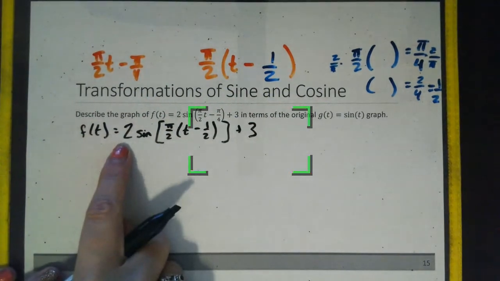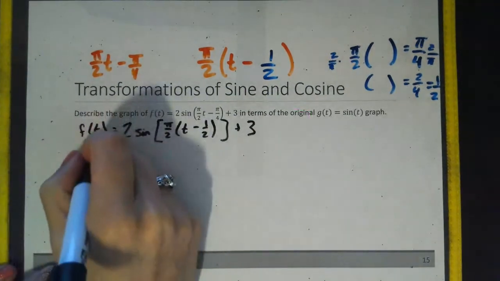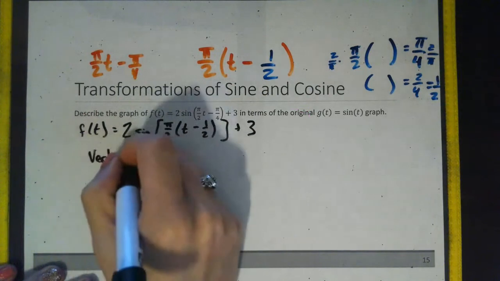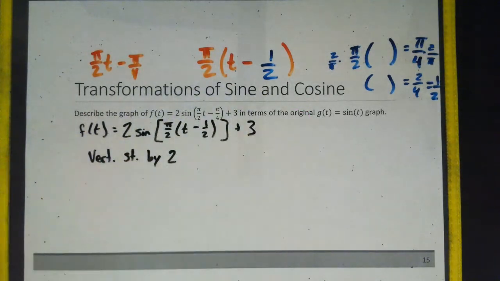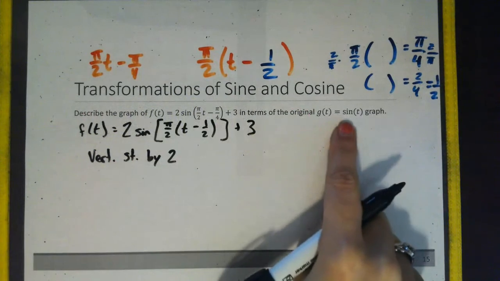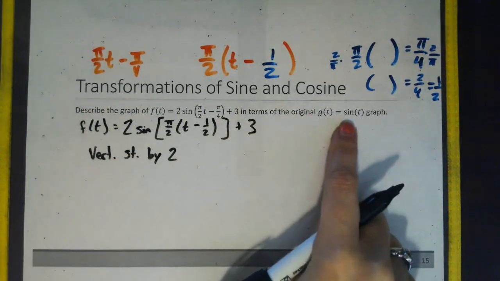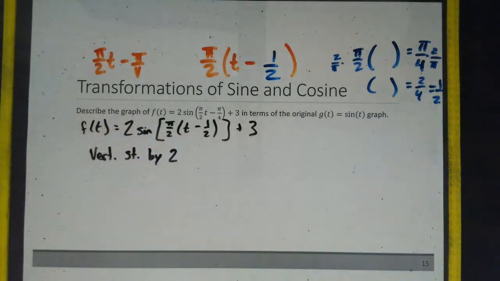So this 2 out front, that's our amplitude. That gives us a vertical stretch by a factor of 2, because the normal sine graph just had an amplitude of 1. We multiplied it by 2.